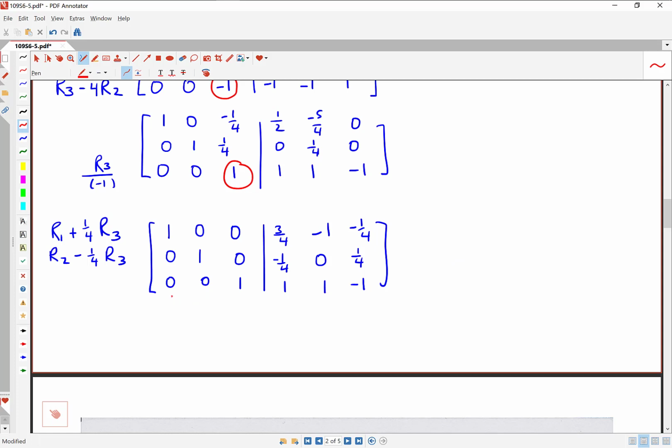So notice that we've now produced the identity matrix on the left. We've got the 1s running from the top left to the bottom right, and we've got 0s in all the other positions. So now that we've created that identity matrix on the left, we can say this matrix here is A inverse, and we're done the problem. We found the inverse of the original matrix A.